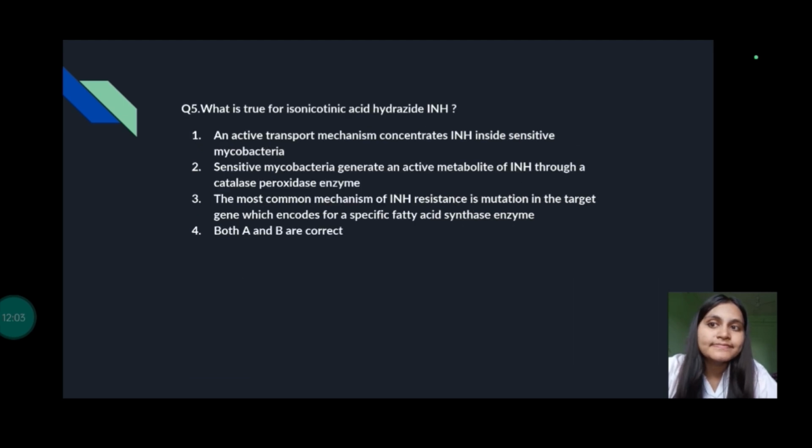So the last MCQ, what is true for isonicotinic acid hydrazide? An active transport mechanism concentrates INH inside sensitive mycobacteria. True. Sensitive mycobacteria generate an active metabolite of INH through a catalase peroxidase enzyme. Also true. The most common mechanism of INH resistance is mutation in the target gene, which encodes for a specific fatty acid synthase enzyme. False. So the correct option would be both A and B are correct.